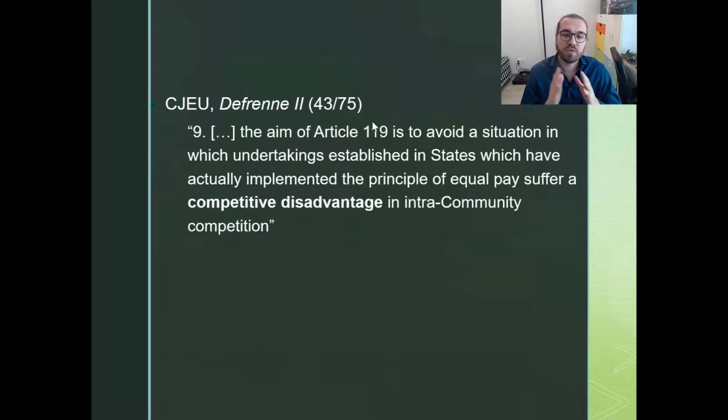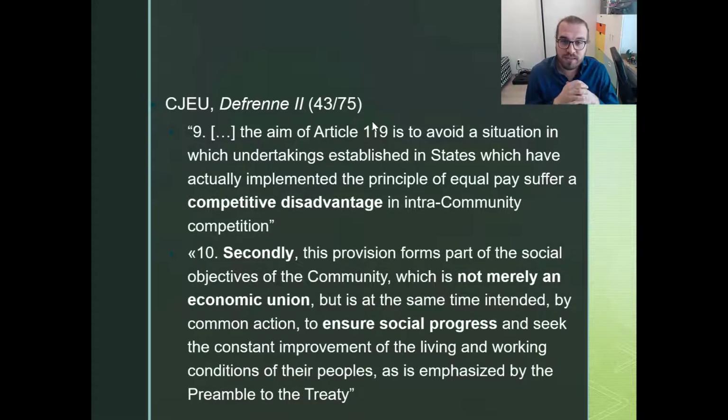And in particular, it was in Defrenne that the Court of Justice recognized that, yes, Article 119 of the Treaty of Rome could indeed be directly invoked. Here, this is not the content which is important for us, but also the reasoning of the court. So this article had this double nature. We saw it in the history of the EU.